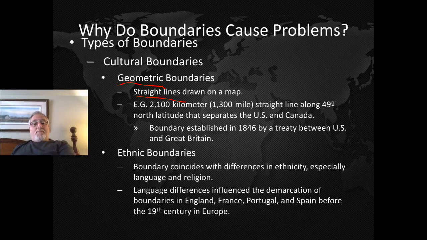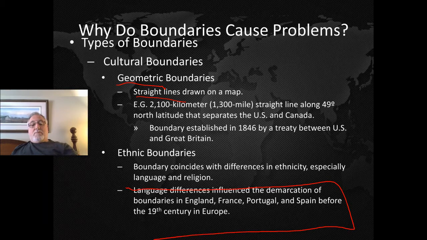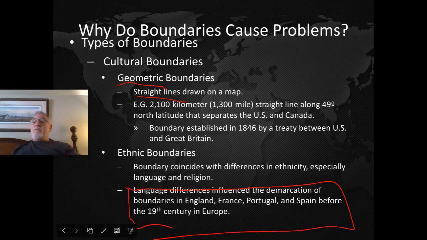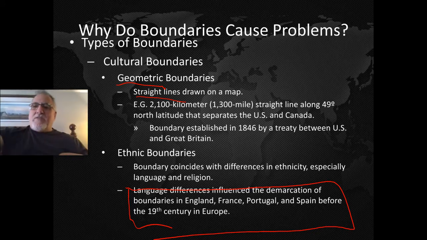Other types of cultural boundaries are ethnic boundaries, and this is where religions shift or languages shift. It's important to note that this type of boundary led to actual geometric boundaries. This is where the French-speaking people live. France.